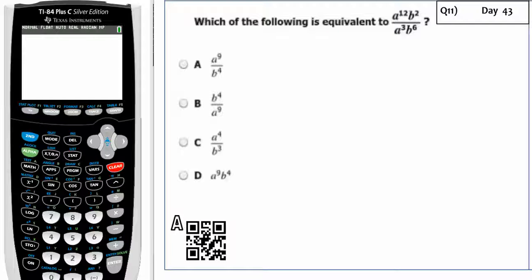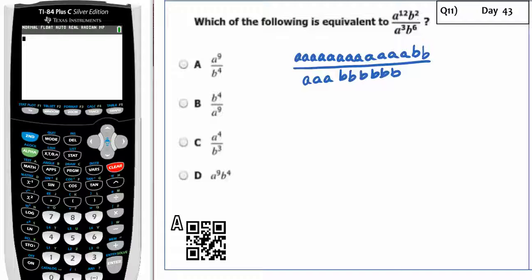All right, so for number 11, I'm going to stretch it out just a little bit to show you the equivalences here. So a to the 12th power, b to the 2nd power divided by a to the 3rd power, b to the 6th power. What that is, 12 a's in the numerator. So 1, 2, 3, 4, 5, 6, 7, 8, 9, 10, 11, 12. 2 b's in the numerator, 3 a's, and 6 b's in the denominator.